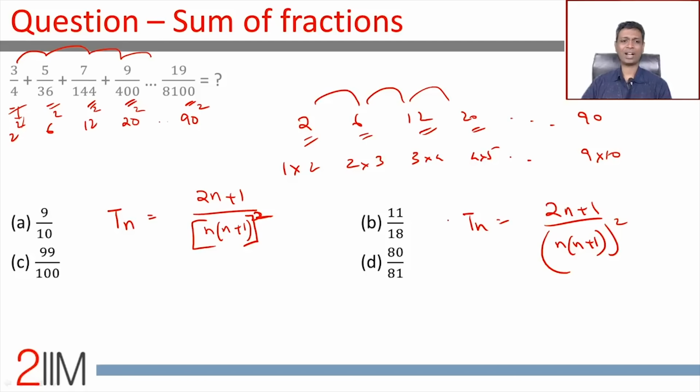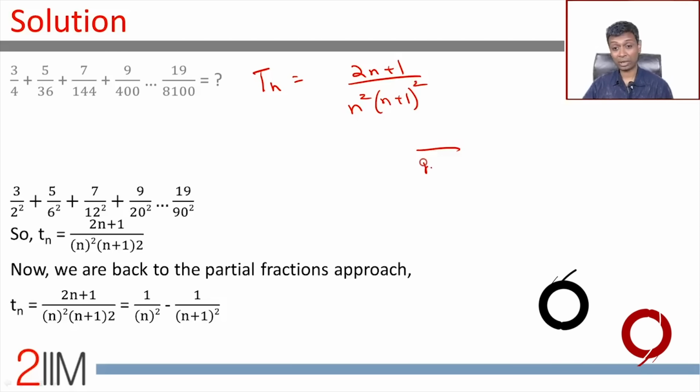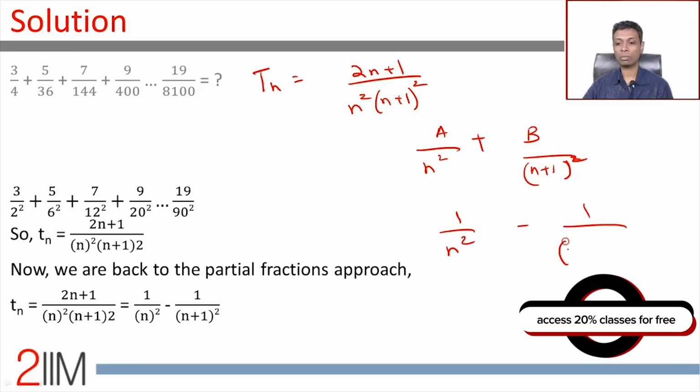Now we are again back to partial fractions. The nth term Tn is 2n plus 1 by n square into n plus 1 whole square. You can imagine writing this as A by n square plus B by n plus 1 whole square. Think about this: the difference between these two is 2n plus 1, since n plus 1 whole square is n square plus 2n plus 1. So it is 1 by n square minus 1 by n plus 1 whole square.